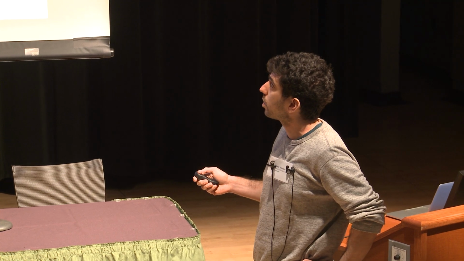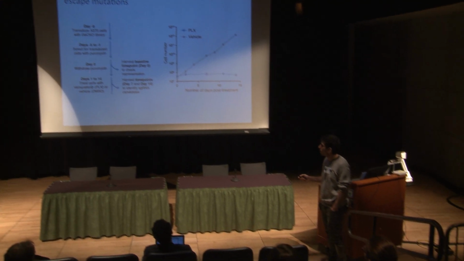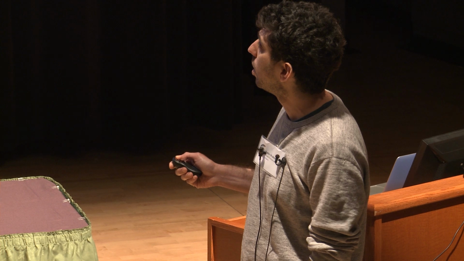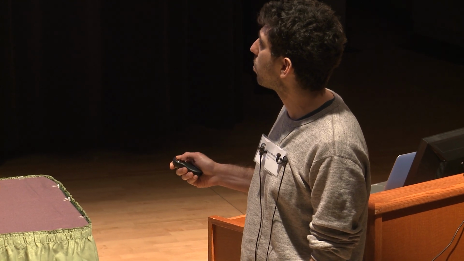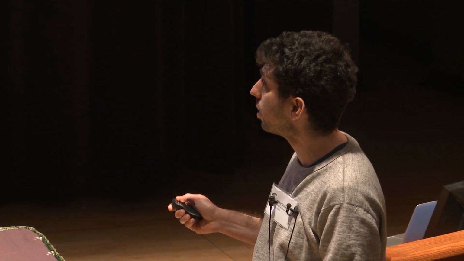We basically take cells, we transduce them with a library. We call it GeCKO. It's been a very controversial acronym. Some people really like it, some people really hate it. So we transduce with the library, we select with puromycin for transduced cells, and then we put on the drug. You see here that cells without the drug will continue to proliferate, and cells with the drug have a cytostatic effect, so it basically stops proliferation. And this basically enables the resistant cells to enrich in the population.